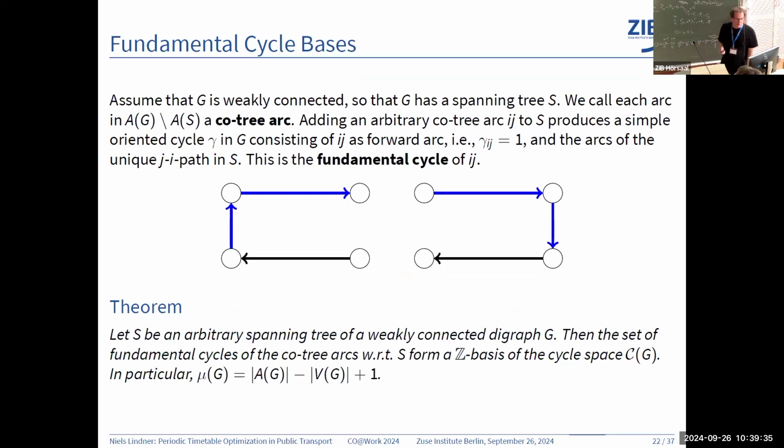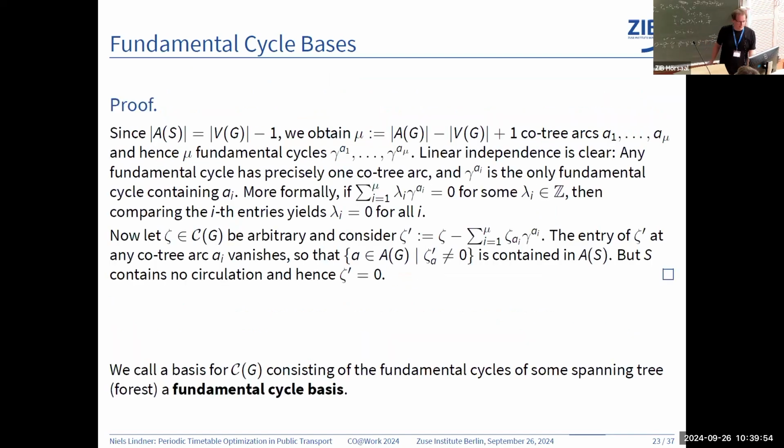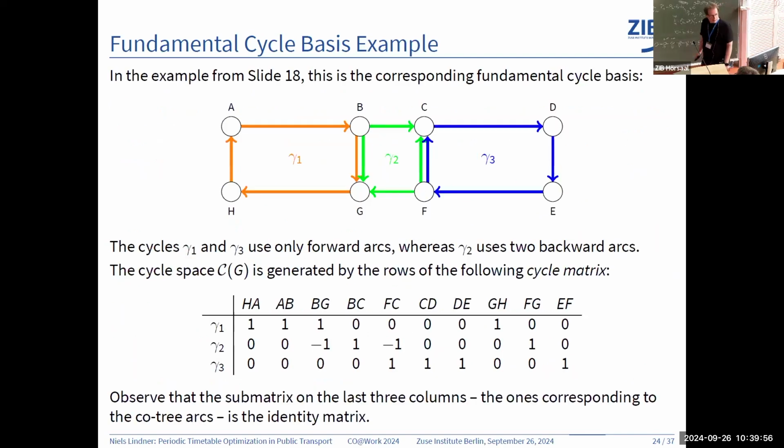And that also means that you can calculate the cyclomatic number, because you can calculate the number of arcs that are not in a spanning tree. A spanning tree will always have number of nodes minus 1 arcs, and you just subtract that from the number of arcs in total, and this will give you the cyclomatic number. I won't prove anything here. And in this example we could look at those cycles, which would be the fundamental cycle basis for the spanning tree I just showed you.